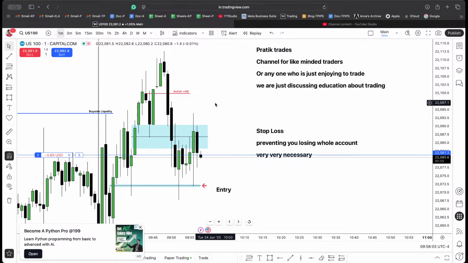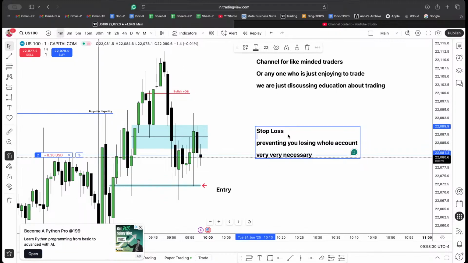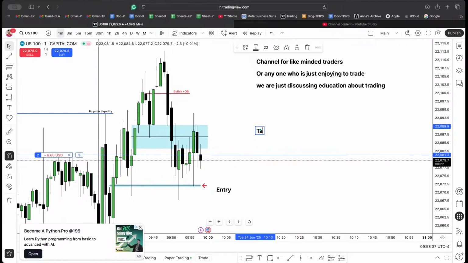To remove this kind of thing from your trading, we have to use a demo account in the initial stages, where you get used to the price going up or down, favoring your analysis or going opposite to it. So this is a very necessary thing that you should use, which is a stop loss. Another thing is take profit.